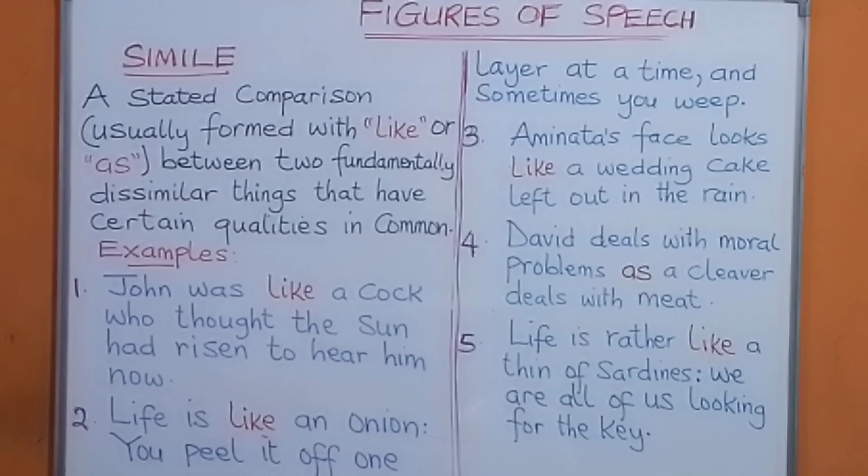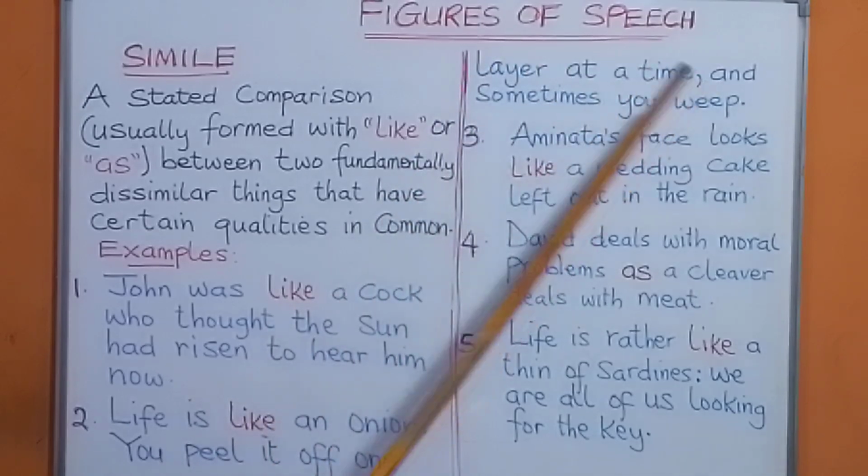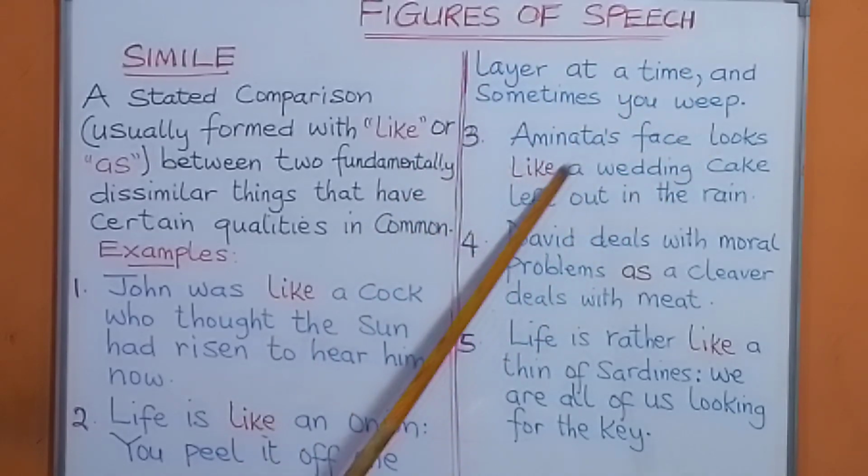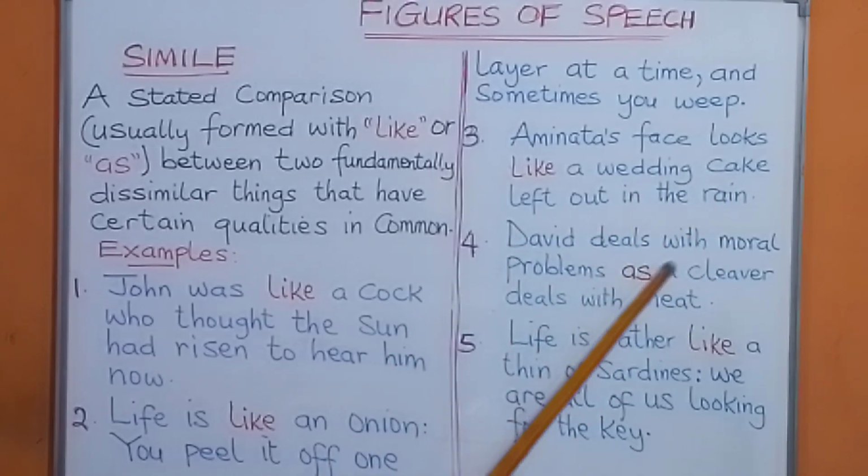So that's simile. Simile is a stated comparison usually formed with like or as between two fundamentally dissimilar things that have certain things in common. For example, John was like a cock who thought the sun had risen to hear him now. Life is like an onion. You peel it off one layer at a time, and sometimes you weep. Aminata's face looks like a wedding cake left out in the rain. David deals with moral problems as a cleaver deals with meat. Number 5, life is rather like a tin of sardines. We are all of us looking for the key.